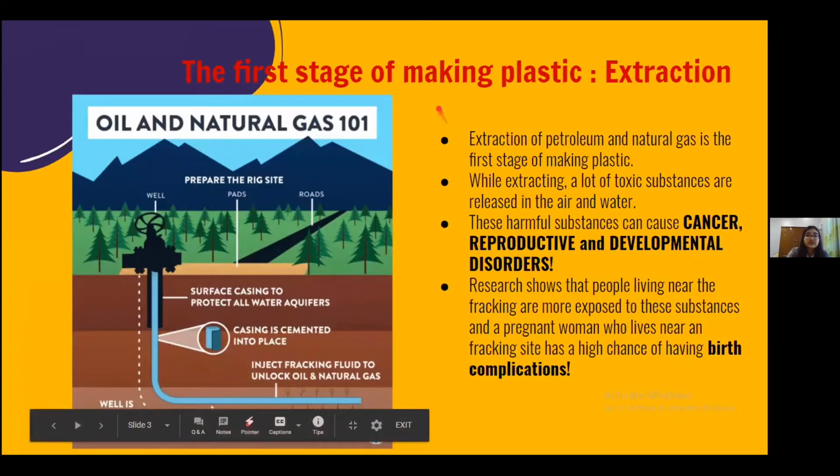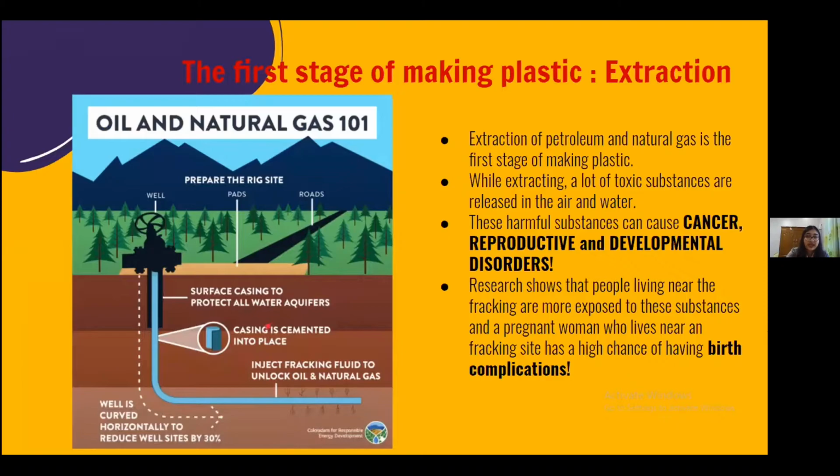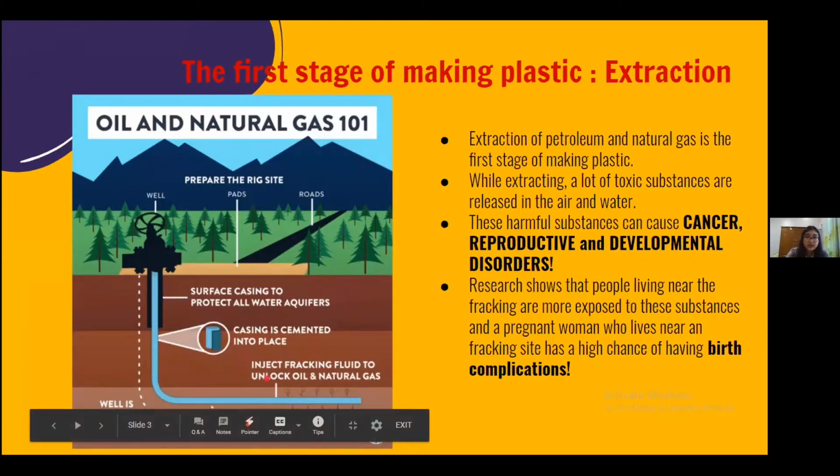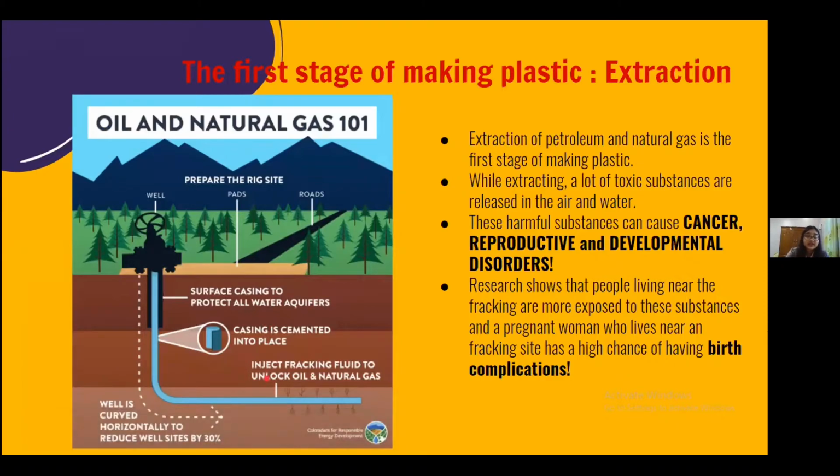The first stage of making plastic is extraction. As you can see in this picture, petroleum and natural gas is extracted from the ground. And while extracting, a lot of toxic substances are released in air and water. These harmful substances can cause cancer, reproductive, and developmental disorders. Research also shows that people living near these fracking sites are more exposed to these substances. And a pregnant woman who lives near a fracking site has a lot of birth complication chances.